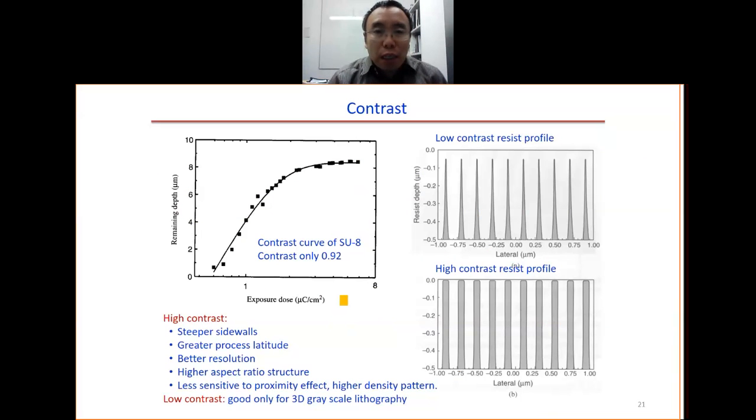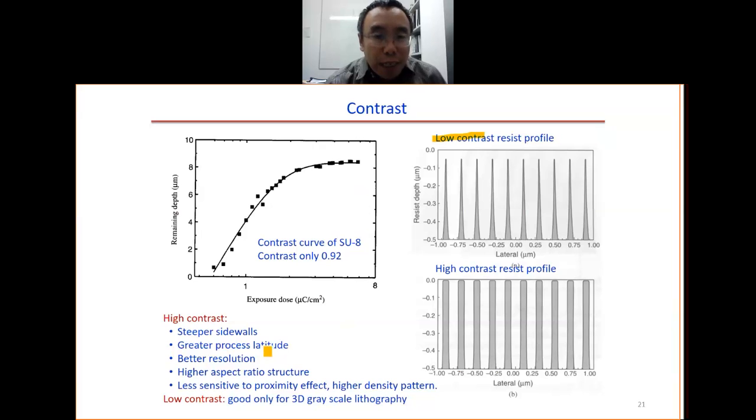So now let's look at the contrast. Obviously, normally we want high contrast. When we have high contrast, it gives you steeper side walls. You can see steep side wall and sloped. This one is not steep. This is low contrast. Low contrast gives you sloped side wall. This is high contrast, which gives you steeper side wall.